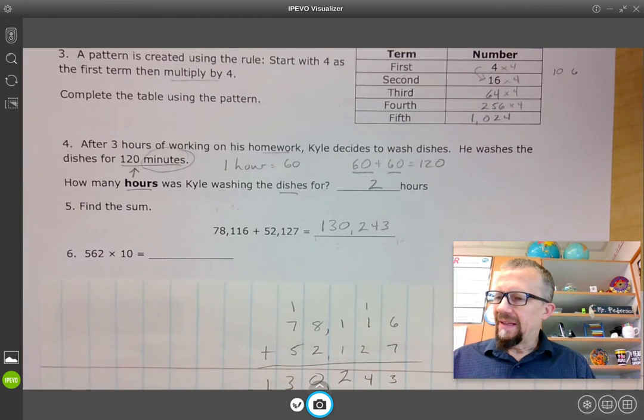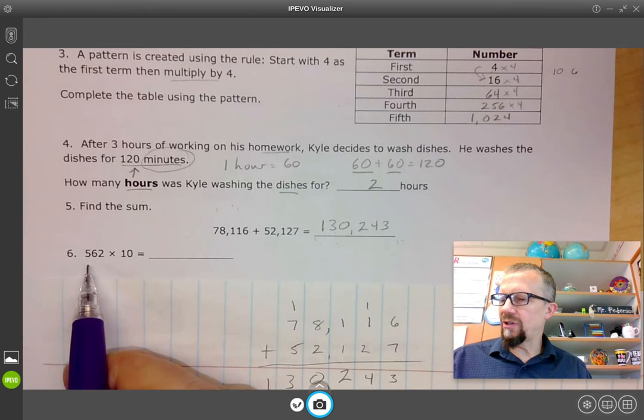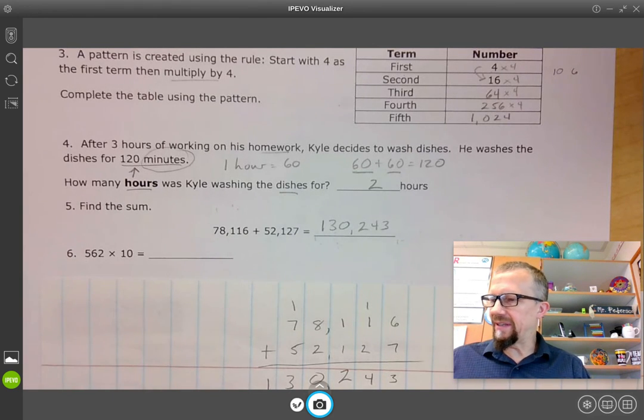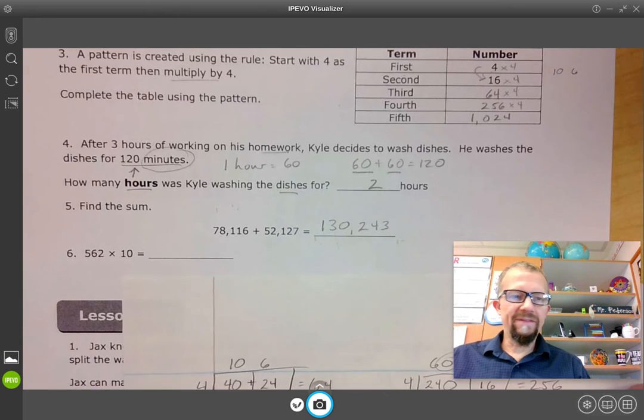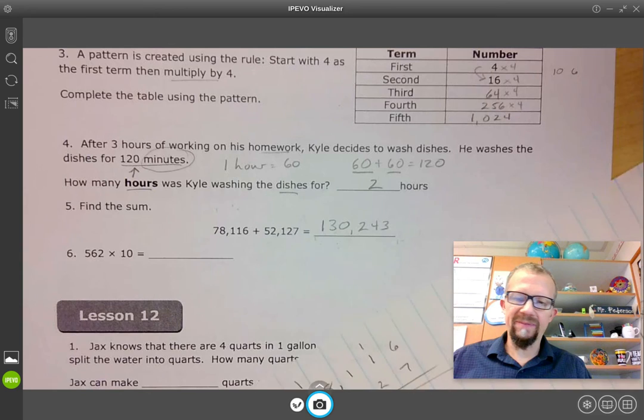130,243. Lastly, 562 times 10. Now I could add up 10 of these 562s. I could do that same area model that we did before, one of these guys with 10 on the side and 500 plus 60 plus 2.